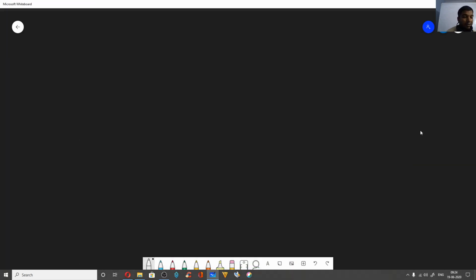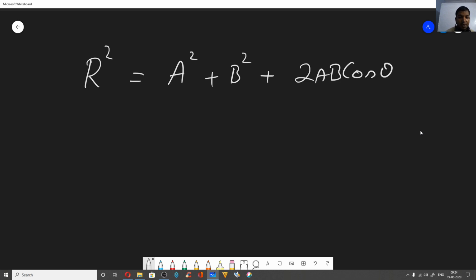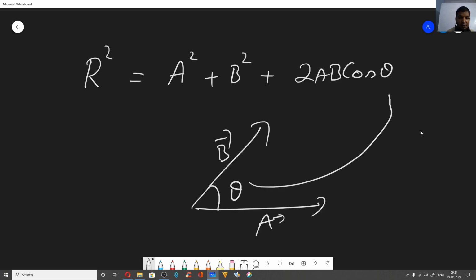Okay, in today's class, I thought of solving a few problems which are based on this formula: a square plus b square plus 2ab cos theta. Notice that you have two vectors, vector a and vector b. The angle between them is theta. Now the same theta is put here. Then what will be the resultant?